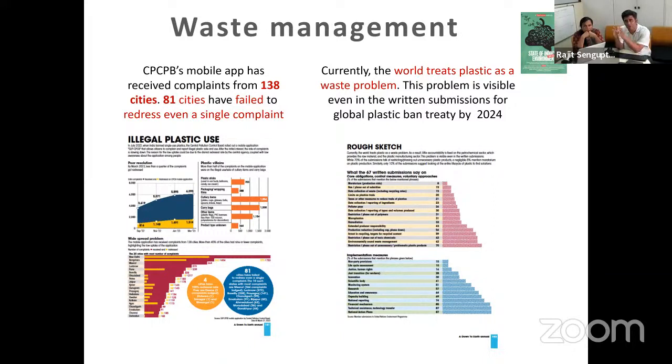All the others were only talking about what will happen once the waste is generated. And we know from our experience that it is very difficult to clean up once the waste is already generated. So it is the entire process that should be looked at. Moving on from there, waste management is a challenge.